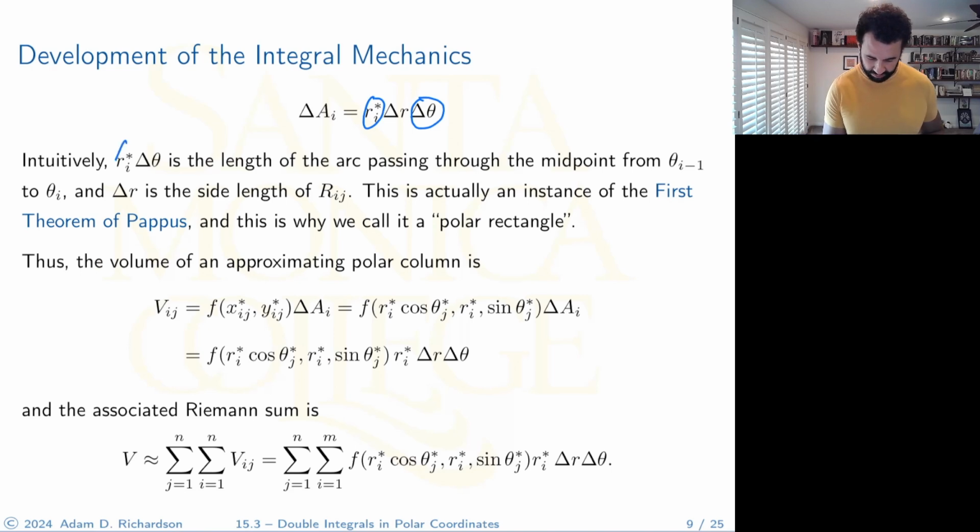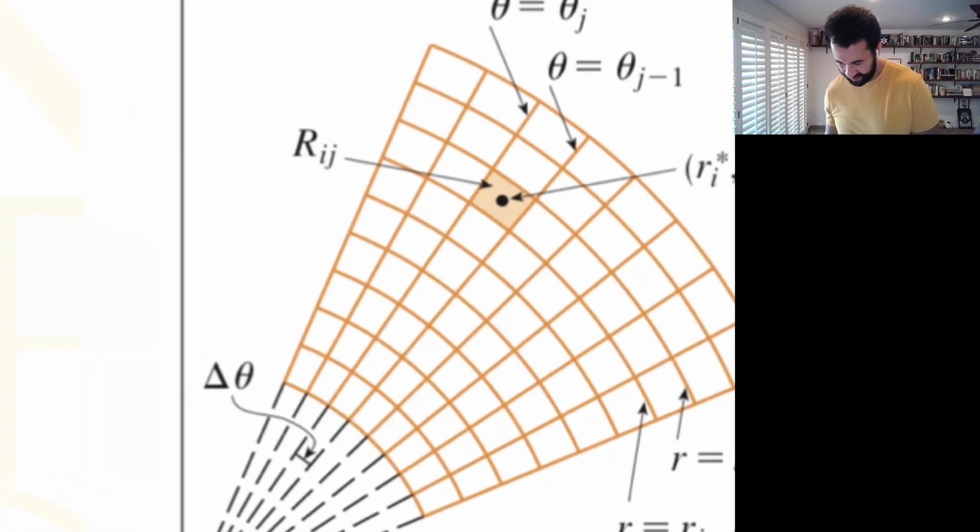So if you look at this product right here, r sub i star times delta theta, that's the length of the arc that passes through the midpoint. Let me just show you here. It's basically the length of this right here. It's the length of that blue line that I just drew, where it passes right through that midpoint. That's the length of that right there.